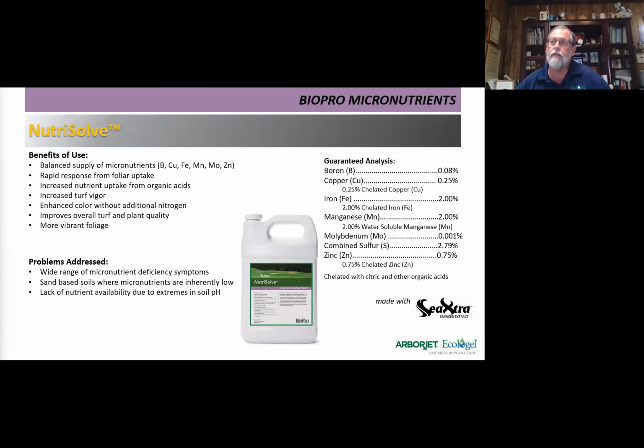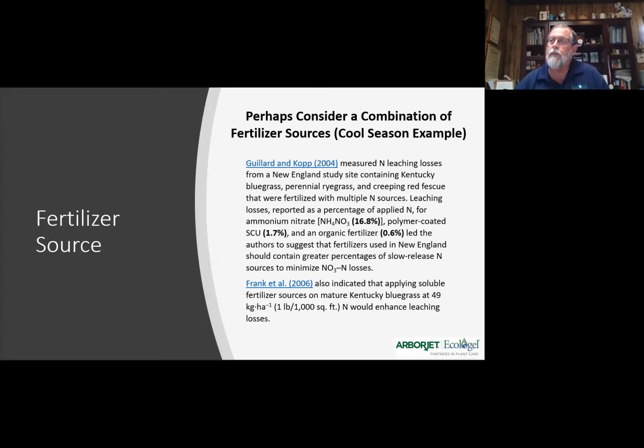Then finally, we have one that's called Nutrisolve that has all the micronutrients in, and that would be more appropriate for high sand areas. Maybe like here in Florida, we're one big sandbar. Now, some of the research shows that maybe a combination of all these, soluble, controlled release, and others, is a better strategy.